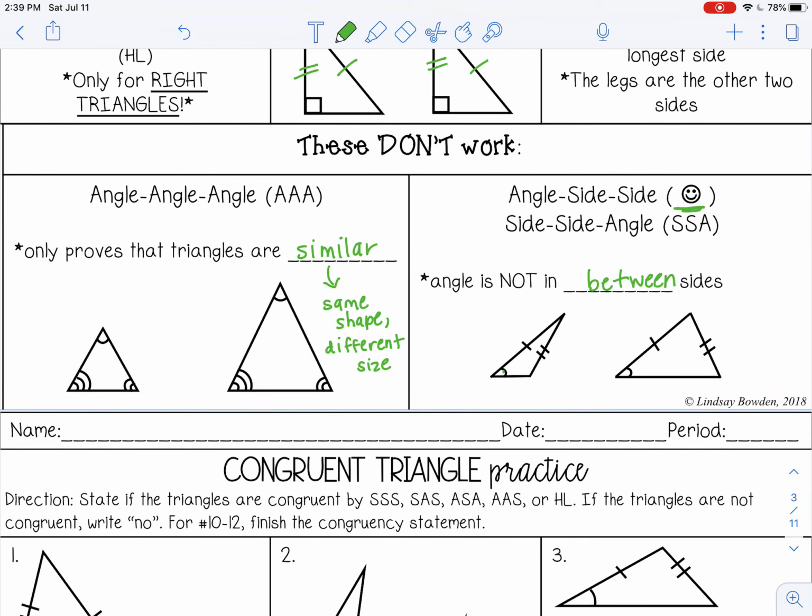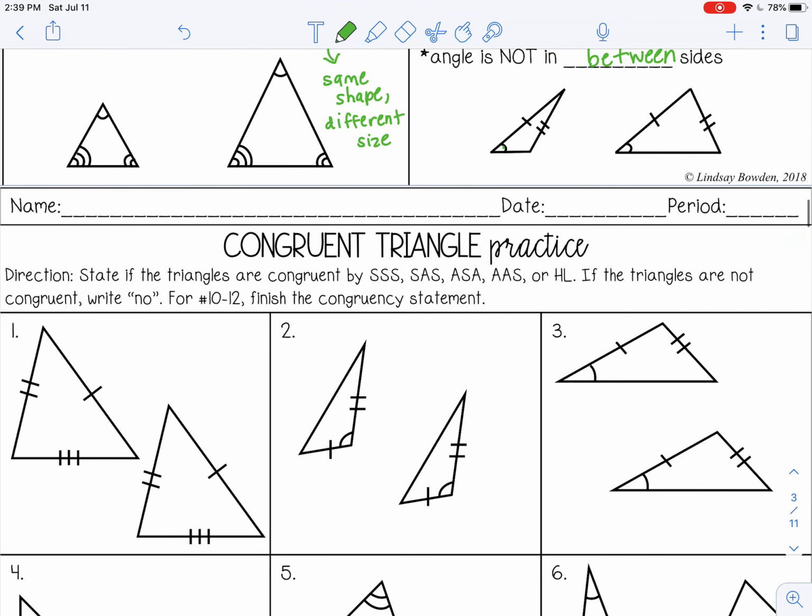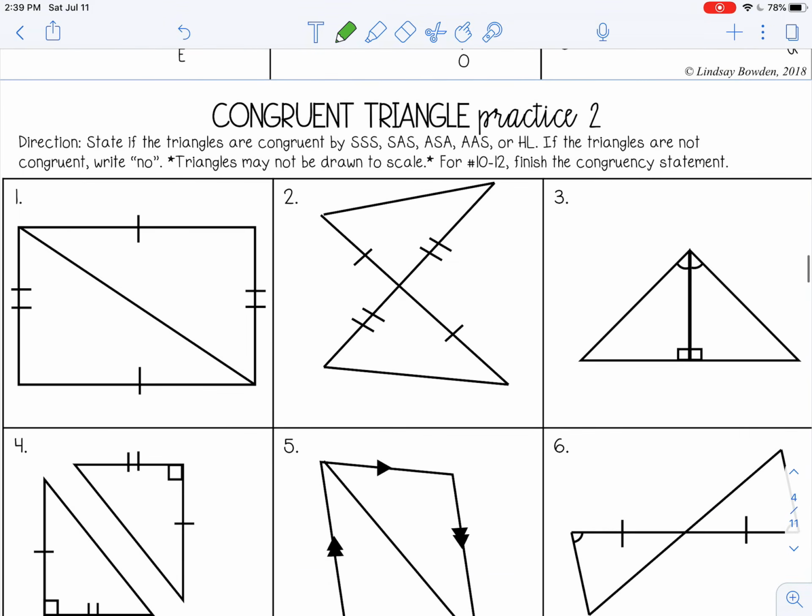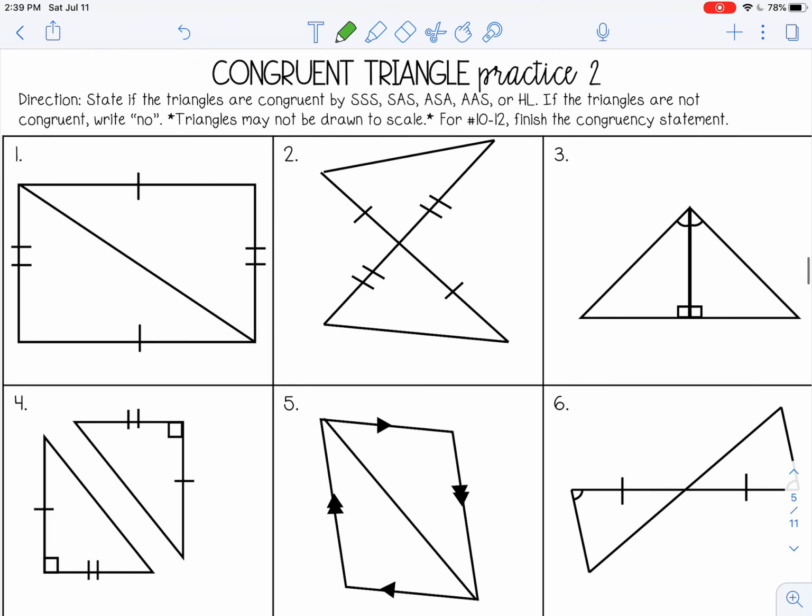Okay, you can stop the video now and go ahead and complete Congruent Triangle Practice and Congruent Triangle Practice 2 and check it with your teacher.